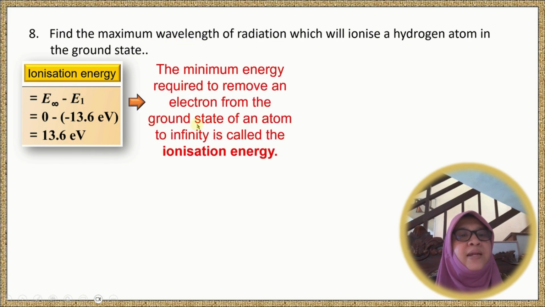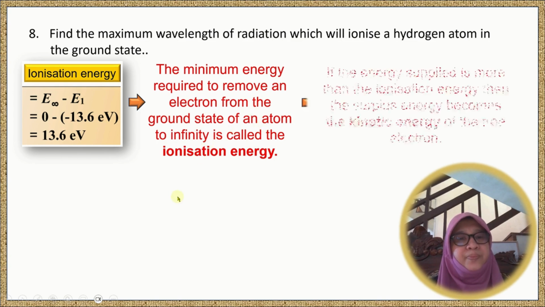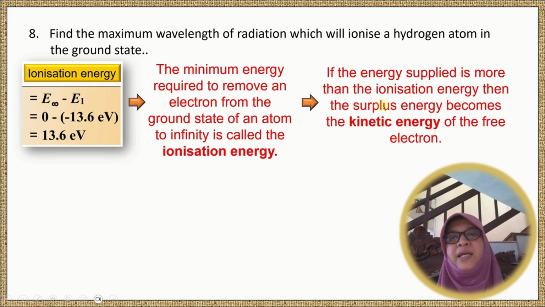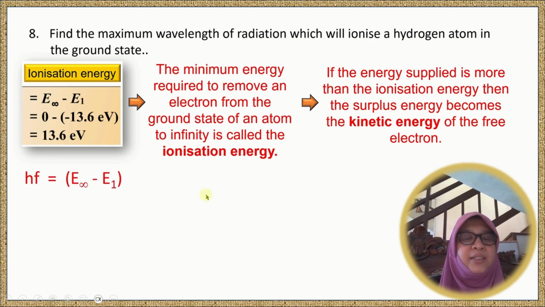Okay, so ionization energy is the minimum energy required to move an electron from the ground state of an atom to infinity. If the energy supplied is more than the ionization energy, then the surplus energy becomes the kinetic energy of the free electron. That's why, from the principle of conservation of energy just now in questions 6 and 7, we have half mv squared, the kinetic energy.